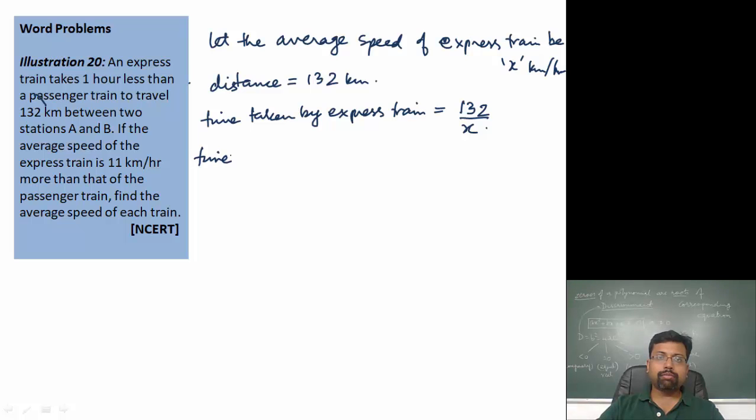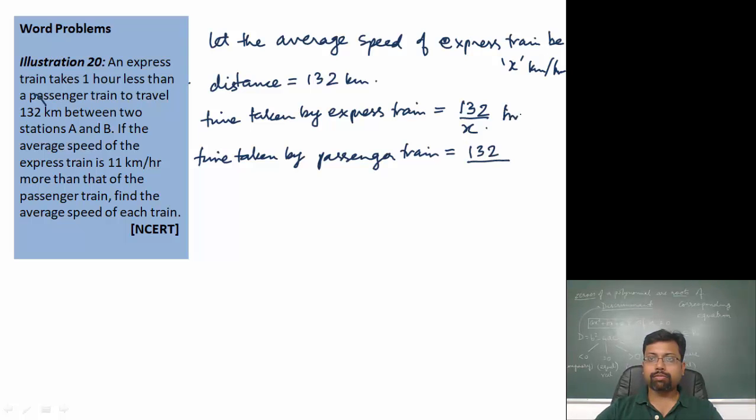Similarly, the time taken by the passenger train will be, the distance remains the same in both the cases, but the speed for the passenger train would be what? Speed for the passenger train would be 11 kilometers per hour less, since the average speed of the express train is 11 kilometers per hour more. So for the passenger train it will be x minus 11. If you had assumed the average speed of the passenger train as x, then the average speed of the express train would have been x plus 11.